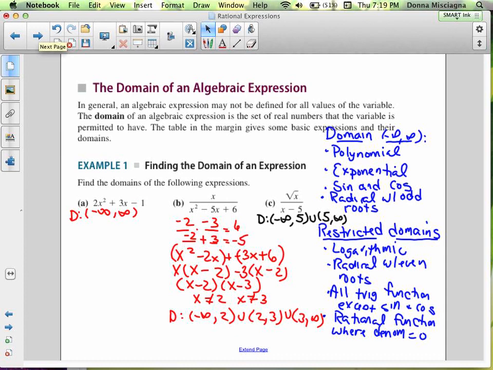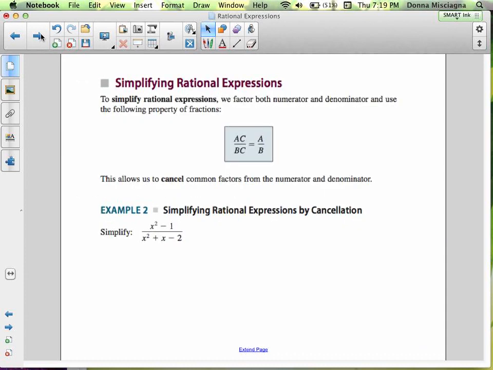All right. Let's look at some operations with rational expressions. All right, so simplifying rational expressions. To simplify rational expressions, we factor the numerator and denominator and use the following property of fractions. So in other words, if you have the same factor in the numerator and the denominator, you can cancel that factor out. This allows us to cancel common factors from the numerator and denominator.